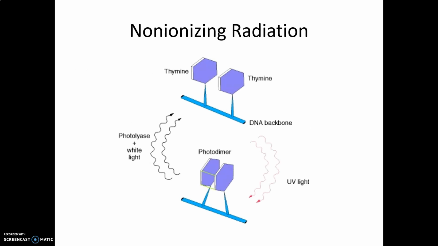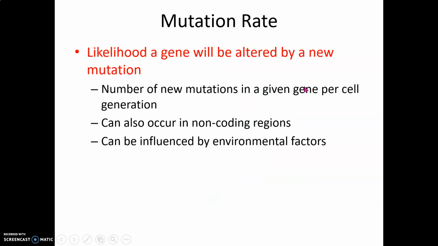And then we have our non-ionizing radiation. This is like our UV. So UV is known for making these thymine dimers. Under normal circumstances, thymine binds to the adenine that's across from it. Well, if it's a thymine dimer, you break those hydrogen bonds with adenine, and those two thymines who are next to each other want to bind. And this is caused by UV light.